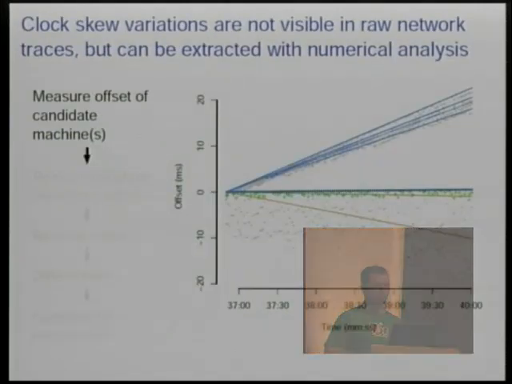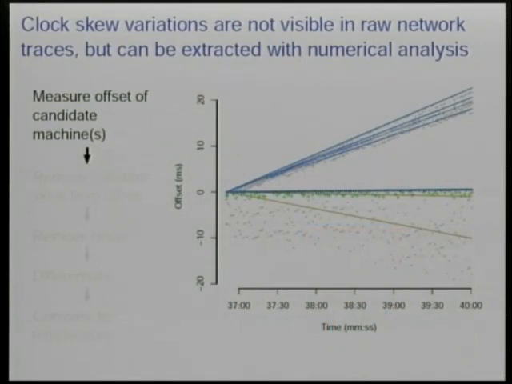So in order to find out the clock skew of a host, you need to do some analysis of the raw data, because as you can see, it's actually quite messy. So this is probably the important section of my talk. If you understand this slide, then you understand the rest of it. I'm going to describe how to go from the raw network data into a clock skew measurement.